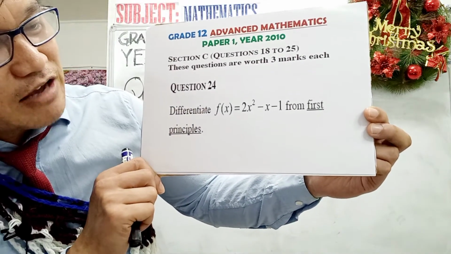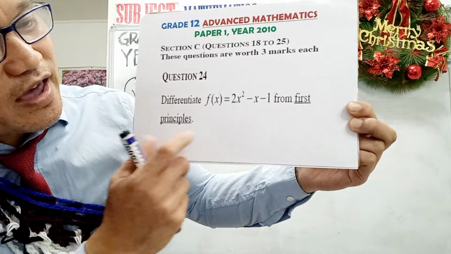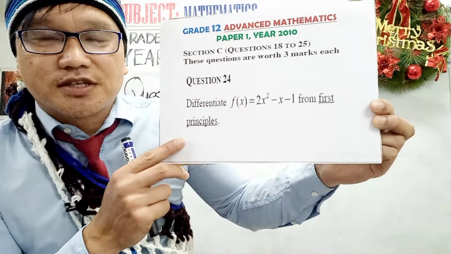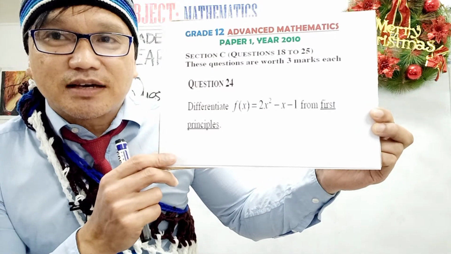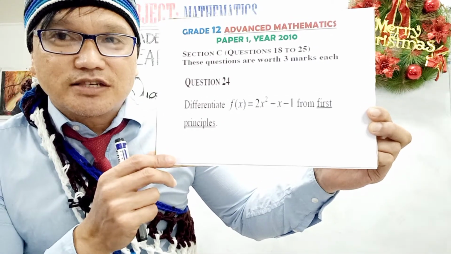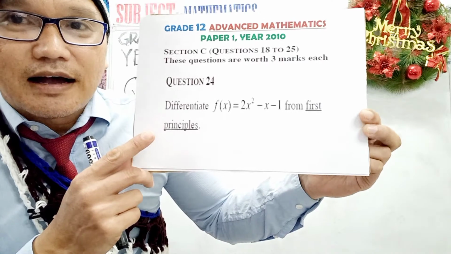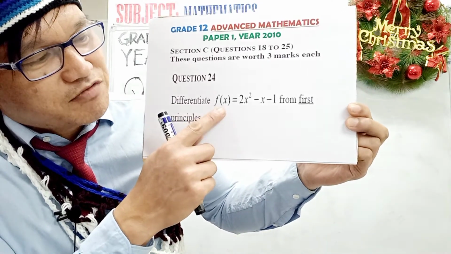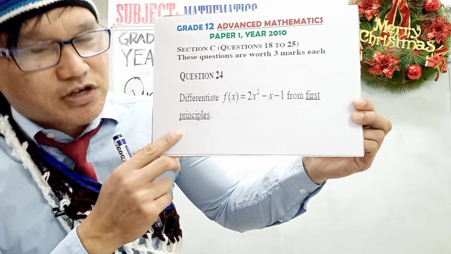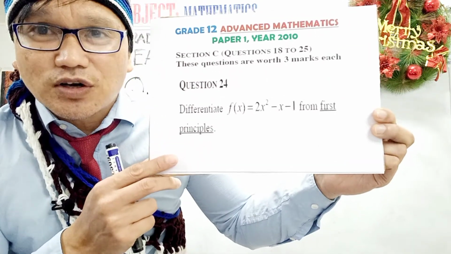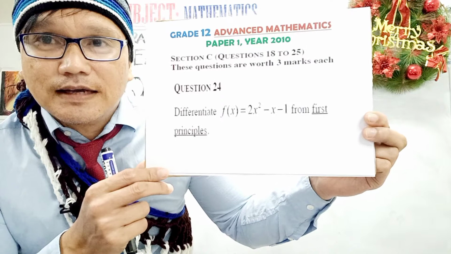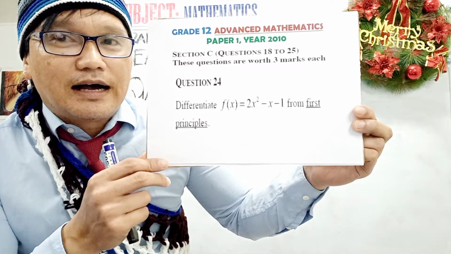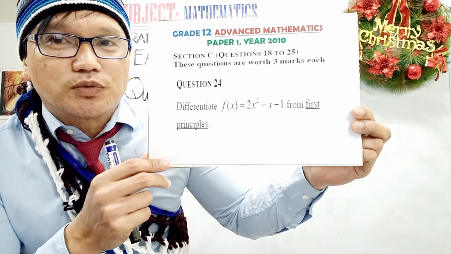So this is question number 24: differentiate the function f of x is equal to 2x squared minus x minus 1 from first principles. This is on the topic of differential calculus, and you are going to differentiate this given function f of x using first principles. The formula for first principles is given in the formula sheet, so it should be okay for you to work it out.